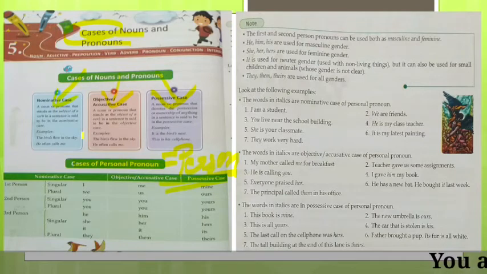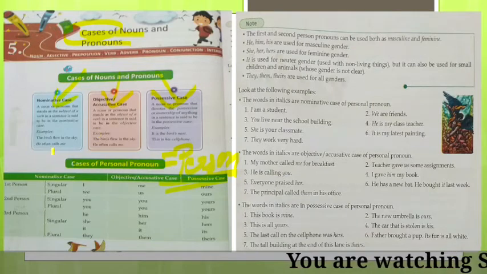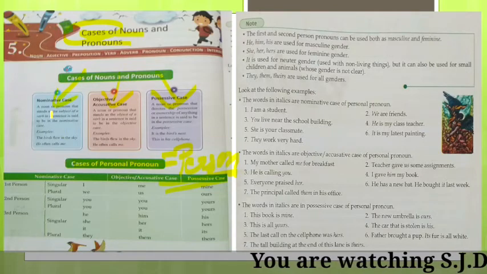What is the nominative case? A noun or pronoun that stands as the subject of a verb in a sentence is said to be in the nominative case. That means in a sentence the subject is the nominative case. For example, I am reading this book. Who is reading? I is the nominative case.